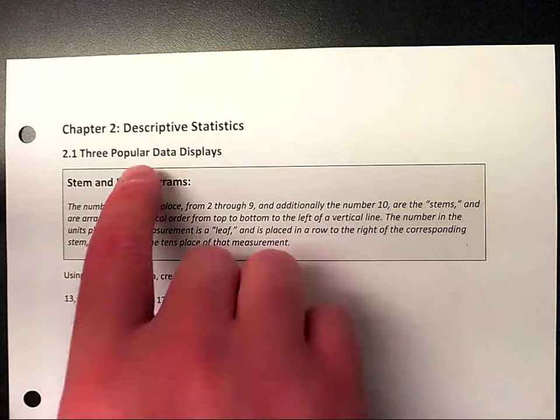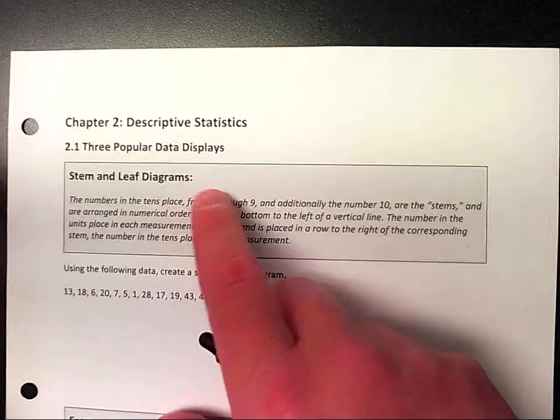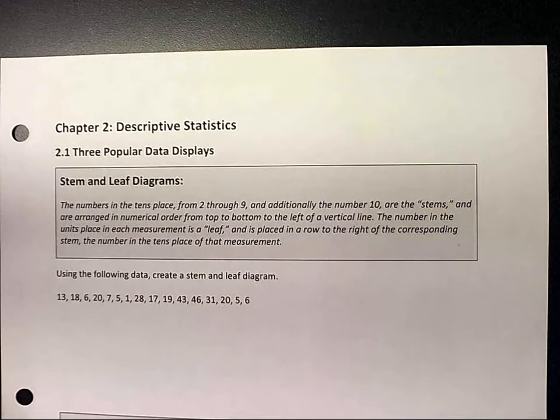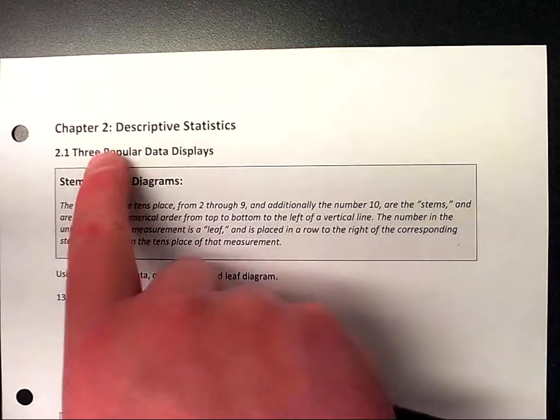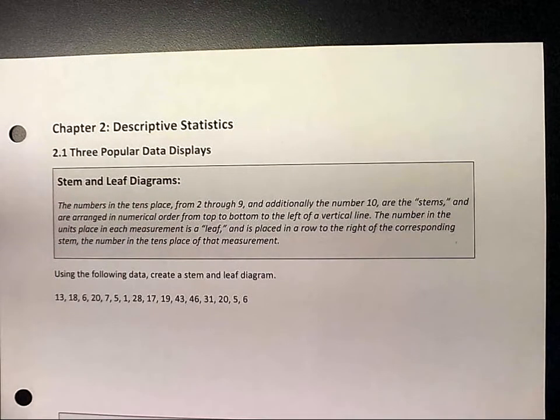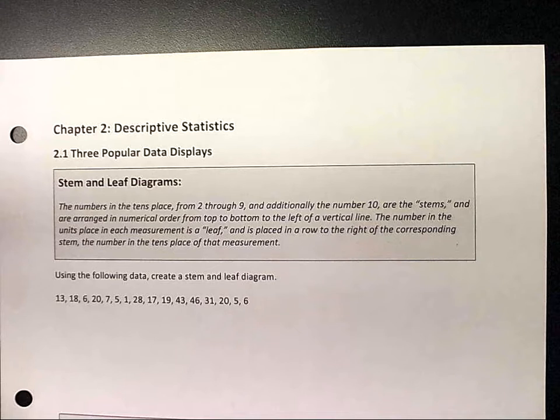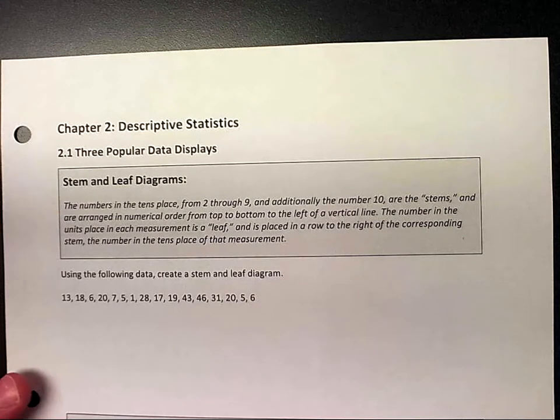But first, we're going to start off with different ways to display data. One of the first ways that we're going to learn about is the stem and leaf diagram, which is something that came up last class as well. Here is the book-provided definition for the stem and leaf diagram. I'm not going to read that definition for you guys. You have it available there. But what we are going to do is have an example right here of how to create a stem and leaf diagram. So let's go ahead and do that.